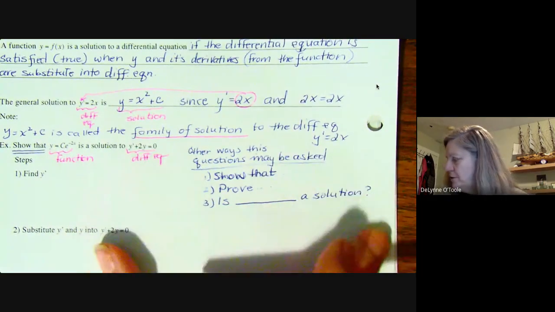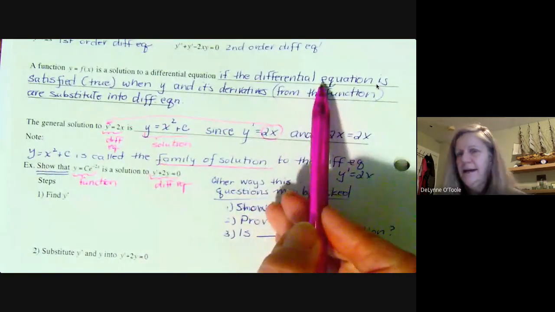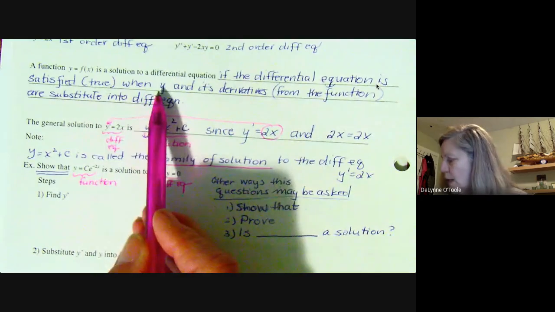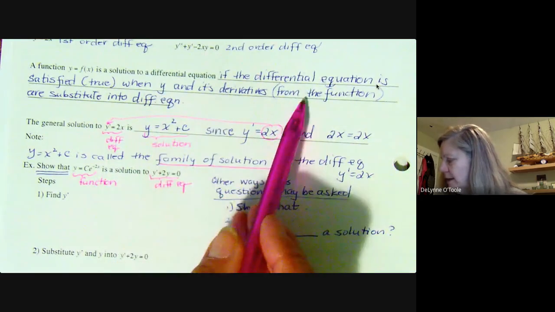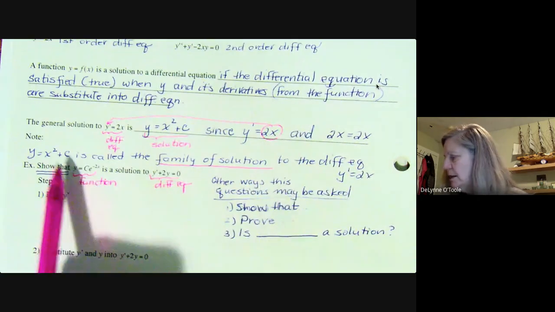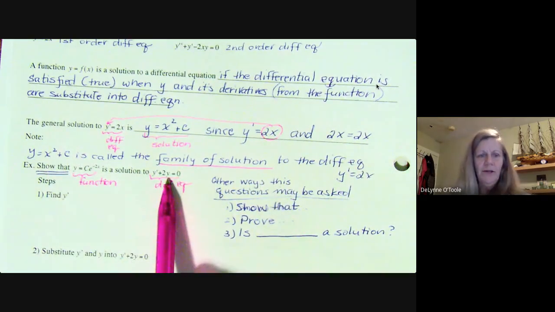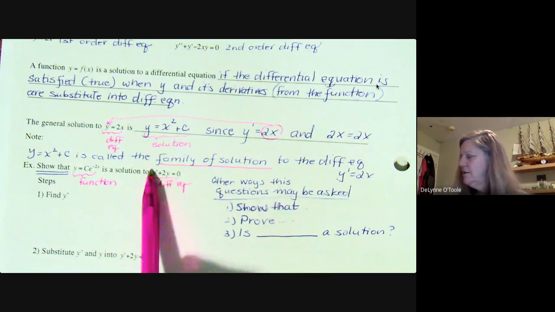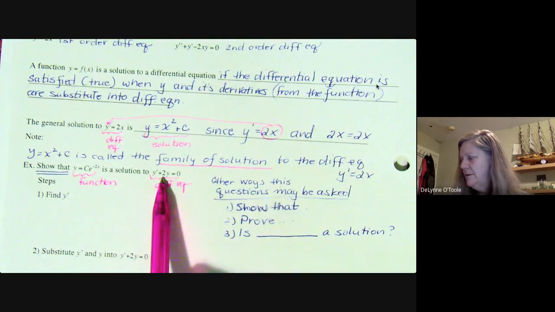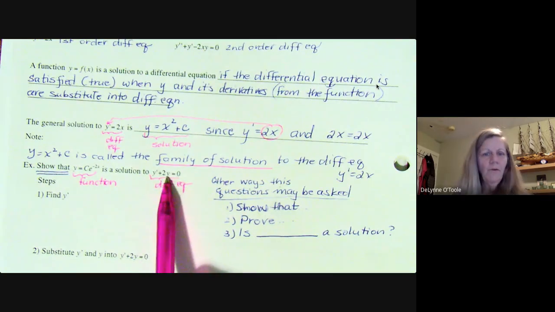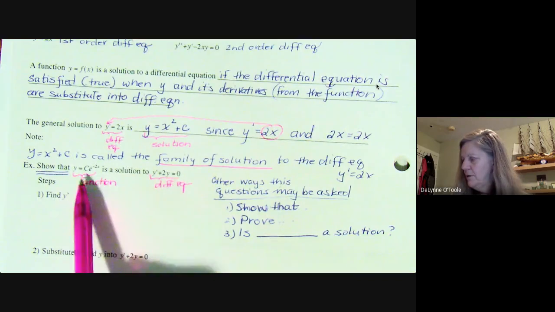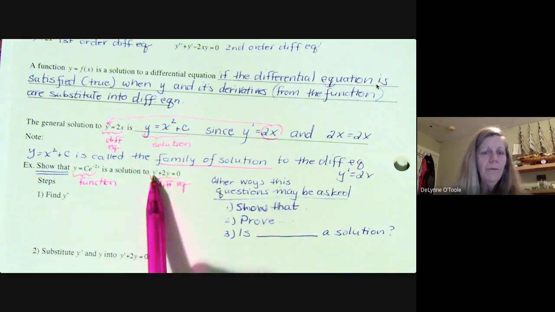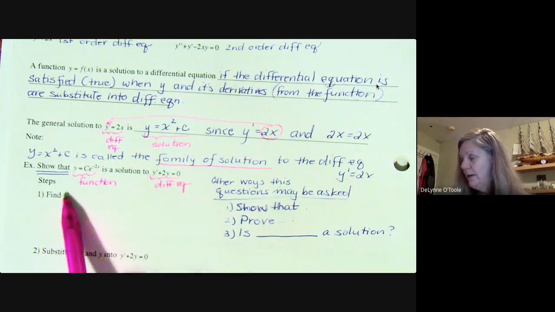Well, the way you do that is to decide, is the differential equation true when y and its derivatives from the function are substituted into the differential equation. So we're substituting into this equation. We already know what we're going to plug in here for y, because we know what y is. We don't know what we're going to plug in here for y prime yet, but we can figure that out because we can find y prime.